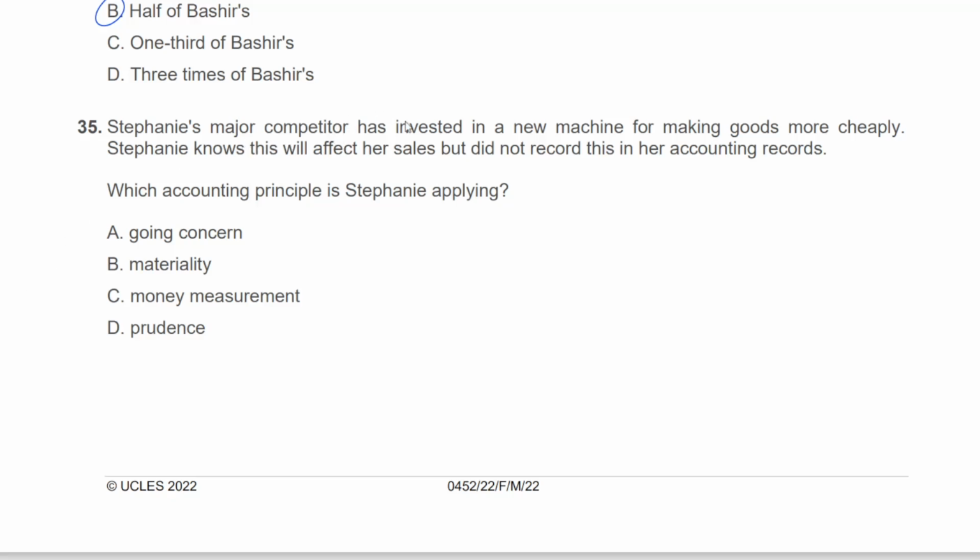Stephanie's major competitor has invested in a new machine for making goods more cheaply. Stephanie knows this will affect her sales but did not record this in her accounting records. That's money measurement. We cannot measure the effect of that competition in terms of money, right? Unless we make the loss, we cannot really take that competition into account. The fact that there's a competitor cannot be recorded in monetary terms. We just know that we're going to make a loss. We don't know how much precisely. It can be too high, it can be too low, it can be none. We never know. It's money measurement.